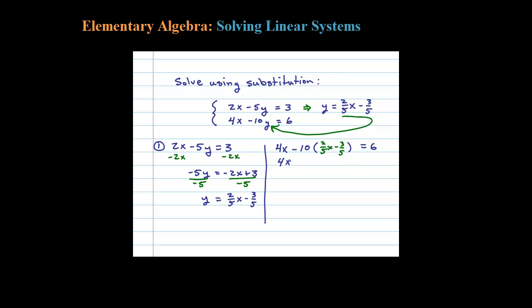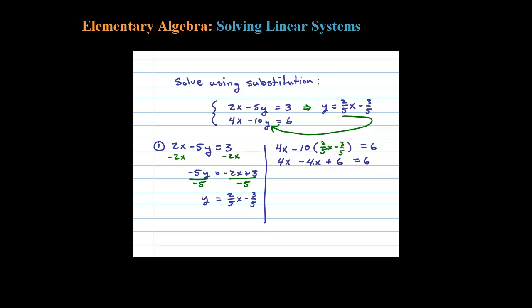Here you're left with 4x. Now negative 10 times 2/5. 5 goes into 10 twice, so that leaves me with negative 4x. Then negative 10 times negative 3/5 will be plus 5 goes into 10 twice, 6. Okay, so certainly you could do this on the side. 10 times 2/5 is 4. 10 times 3/5 is 6.